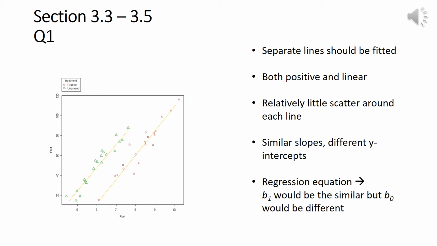Okay. When we look at them, you can see that they're both positive and both linear. For each of the treatments, there's relatively little scatter around the fitted lines, so they fit those lines pretty well. They've got similar slopes, but obviously they're going to cut through the y-axis at different points. So they're going to have different y-intercepts. So in terms of a regression equation, the B1, the slope would be quite similar, but the B0 is going to be different.